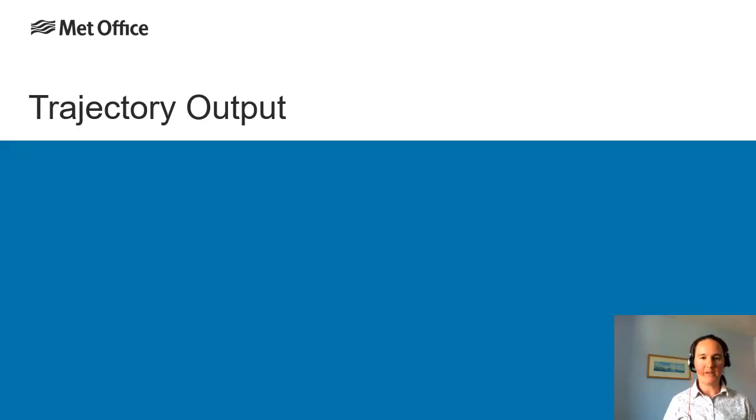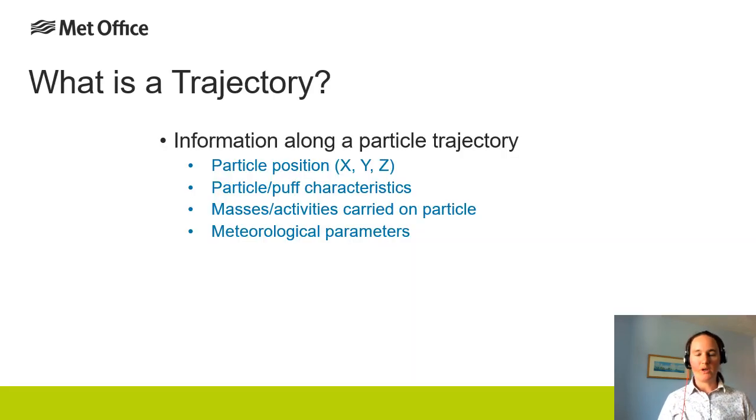The second style of NAME output I'd like to tell you about is trajectory output. So, what is a trajectory? Well, NAME is a Lagrangian model, so we follow particles in time, and as well as being able to compute averages by gridding that data and calculating gridded averages, we can actually output the information along each individual particle trajectory, so we can learn about how each particle is travelling. And it's also possible to calculate things like the masses and activity which are carried on each particle, and also to look at the meteorological parameters which describe the meteorological space that each particle is passing through.